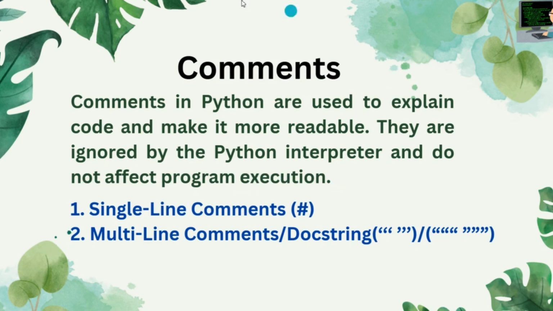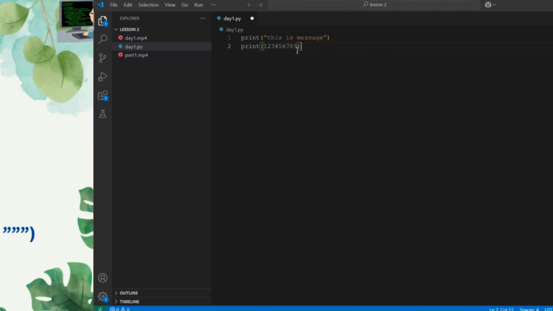Let me show you. They do not affect your program execution. That means because of a comment, you will not get an error, nor will it print your message or anything else. Comments are of two types: single line comments and multiple line comments, which we can also call docstrings. Single line comments use the hashtag symbol, and docstrings or multiple line comments use triple single quotes as well as triple double quotes. Let me show it later.